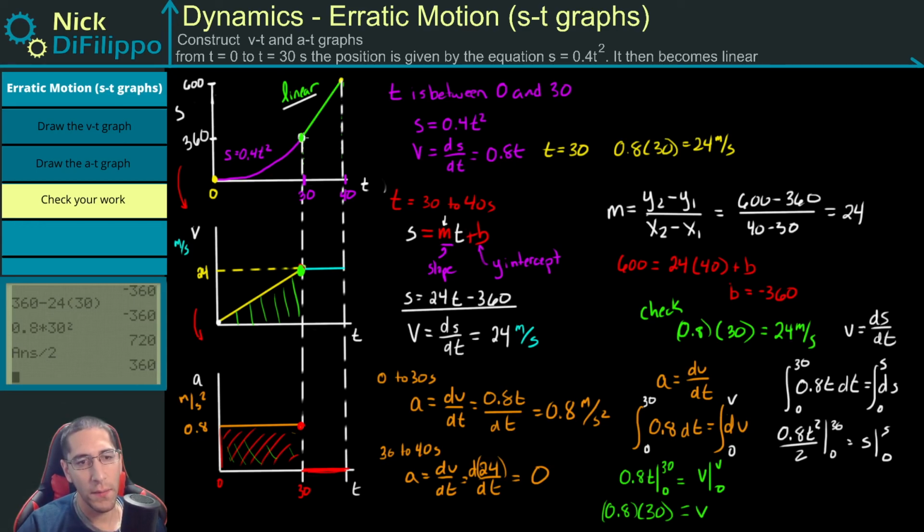So I could check all the points this way just to make sure that I didn't make any type of mistake with my calculus. But now I've graphed from a position-time graph, I've graphed my velocity versus time and my acceleration versus time graphs.